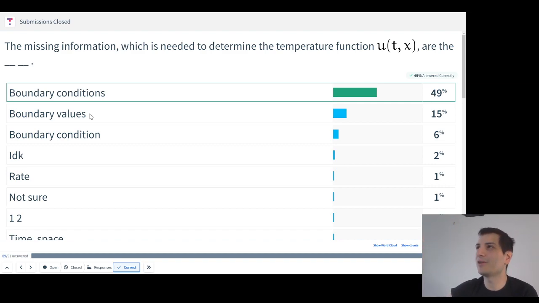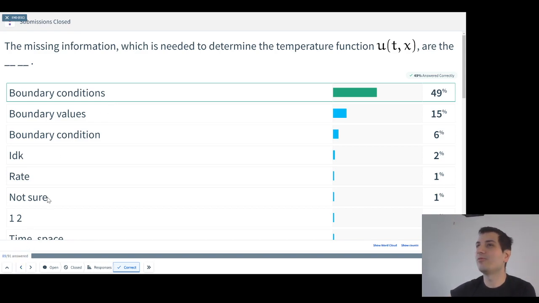The reason it's a boundary condition and not a boundary value is that sometimes the boundary condition is specifying something that is not just the value. So sometimes a boundary condition is the boundary value, but not always. So that's why we want to say boundary conditions. And that is the thing that is missing.